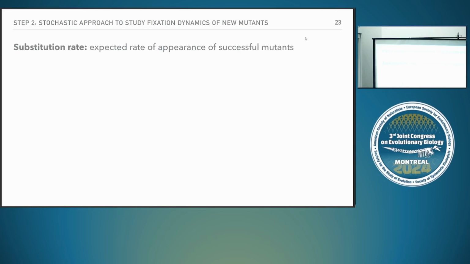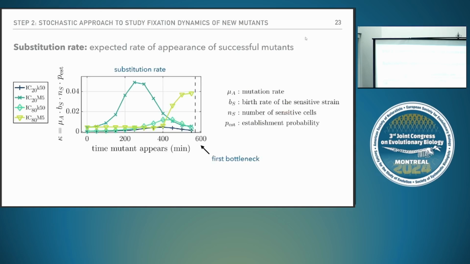We also calculated the so-called substitution rate. Some people also call this the adaptation rate, depends on the context. So this is the expected rate of appearance of successful mutants. So this is how we calculate. We basically multiply these quantities here times the establishment probability that we calculated before, again, as function of the time at which the first mutants appear.